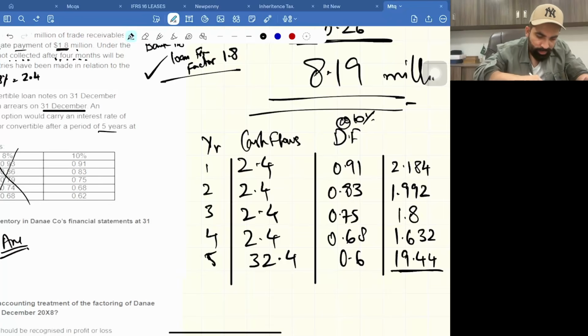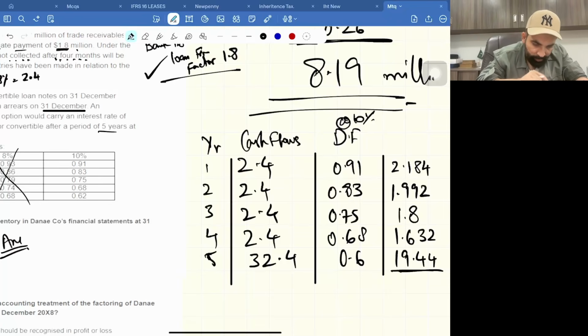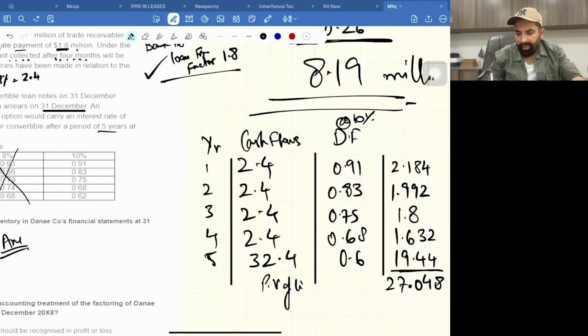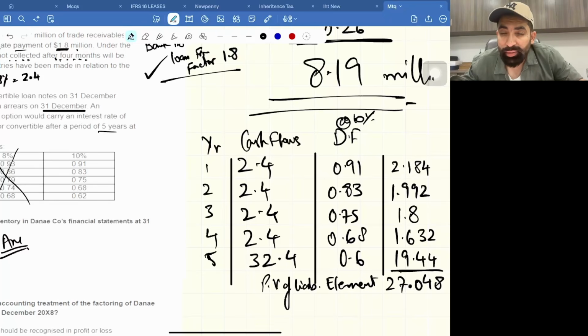Okay, so add all these things plus it's going to be 27.048. Okay, this is the present value of liability element. This is a very routine work, honestly. There is a possibility you must have done this like 20 times. I'm telling you, 15, 20 times. There are a lot of practice questions for this in the class. Then you have final account, then you have MCQs, then you have MTQs. Okay, so this is the present value.